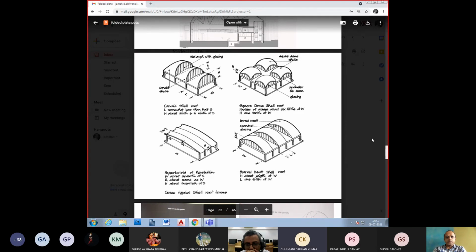These are catenary curves, right, which you are showing right now. Not necessarily. The second diagram, at the center, is a semicircle. At the outside it is segmental arches. So there is no catenary over here.